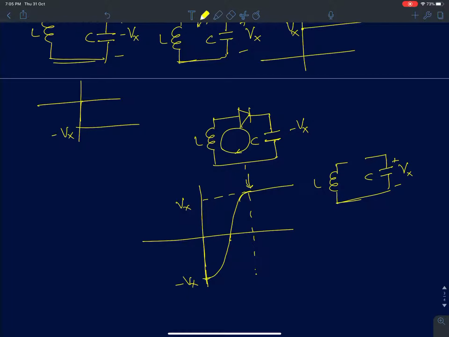Now we will analyze the same circuit, the diode with an inductor and capacitor, with the diode having a finite cut-in voltage. Let's say I start with 1 volt and I'll assume the cut-in voltage of the diode is 0.5 volts. Now what happens to this circuit? The same process would happen, but now the difference is that 0.5 volts drops across the diode.